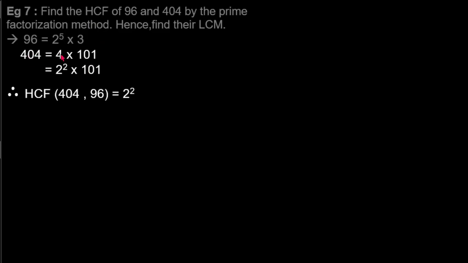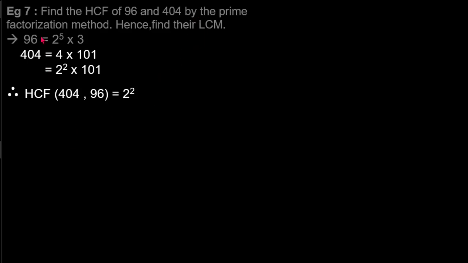Similarly, 404, if you see, can be divided by 4 easily, into 101. 4 can be written as 2 square, and 101 in itself is a prime number. It is not divisible by anything. Okay. So what will be the HCF? What is common in both of them? 2 square. 2 square is common in both of them. So HCF of these two numbers will be 2 square.